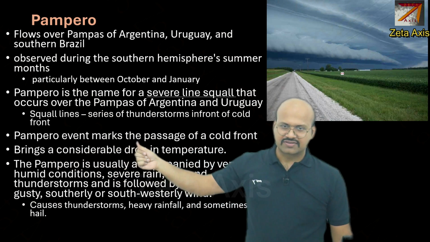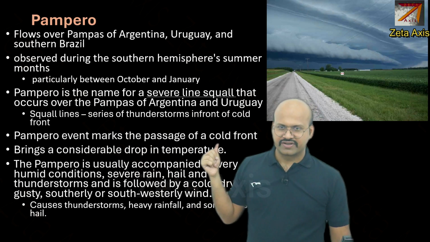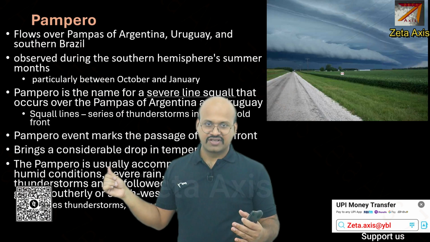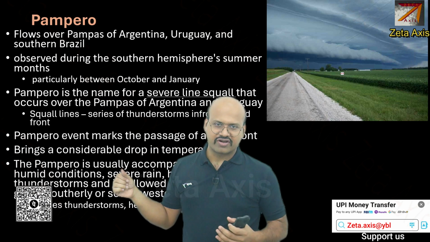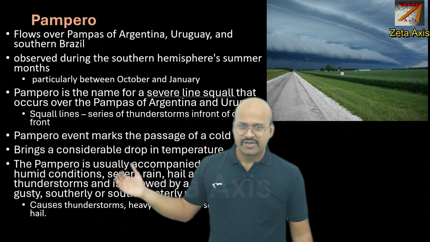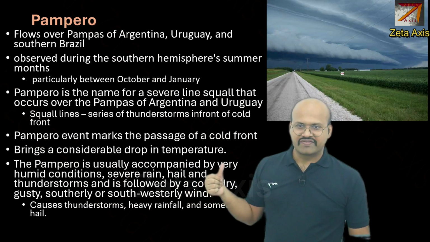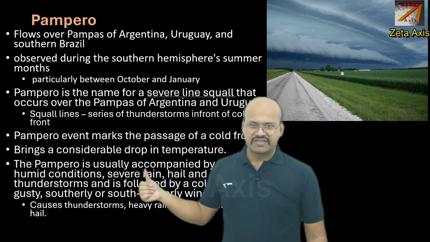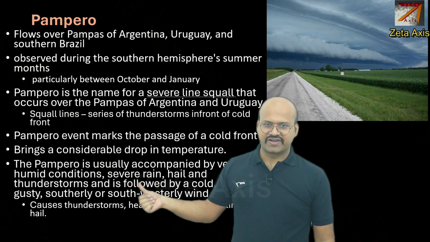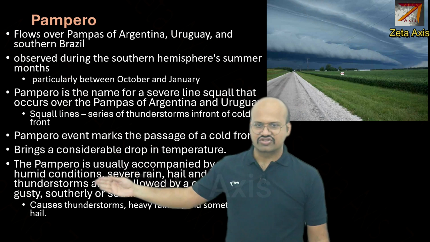Pampero even marks the passage of a cold front and brings a considerable drop in temperature because they are cold polar winds. Even though adiabatic heating occurs, the temperature is still very cold. Therefore, they decrease the temperature. Pampero is usually accompanied by very humid conditions and severe rain. Thunderstorm clouds are formed. That is why severe rain is there, hail is there, and thunderstorms occur.